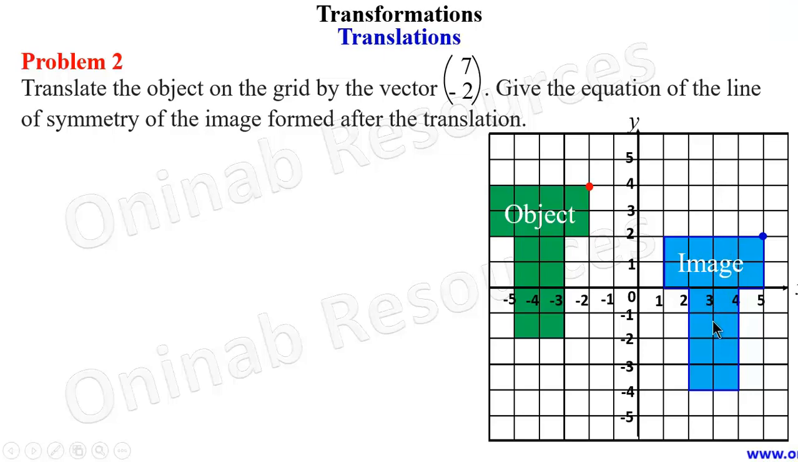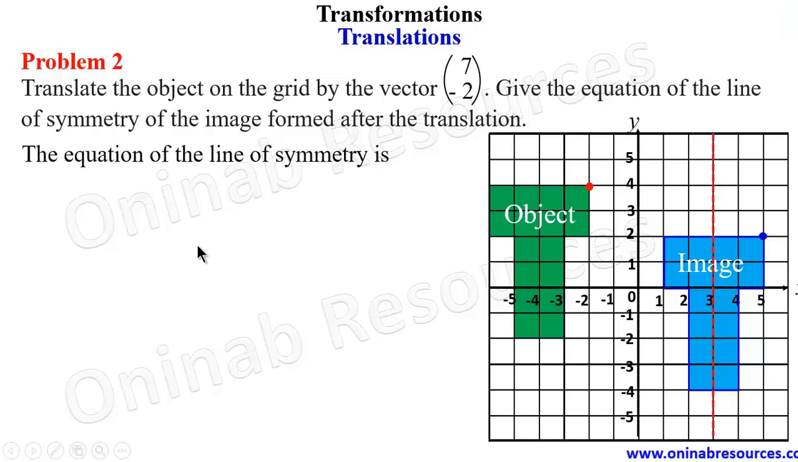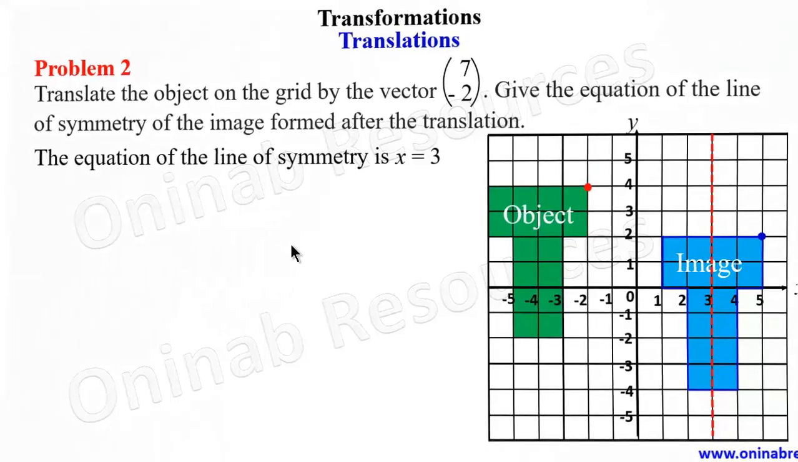If you look at it, this is the line, and the equation of the line of symmetry now is x equal to 3. If you see, this is the line x equal to 3. So we have it as x equal to 3. And that's all for the solution of problem 2. We then go to problem 3.